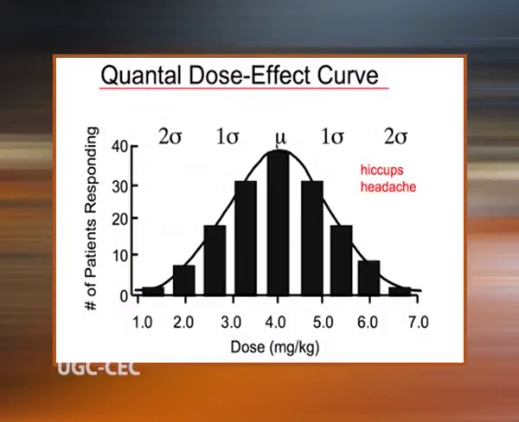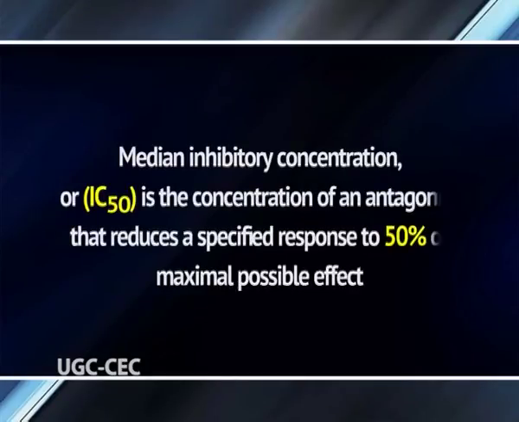In the quantal dose response relationships, the ED50 is the dose at which 50% of the individuals exhibit the specified quantal effect. The median inhibitory concentration or IC50 is the concentration of an antagonist that reduces a specified response to 50% of the maximal possible effect.